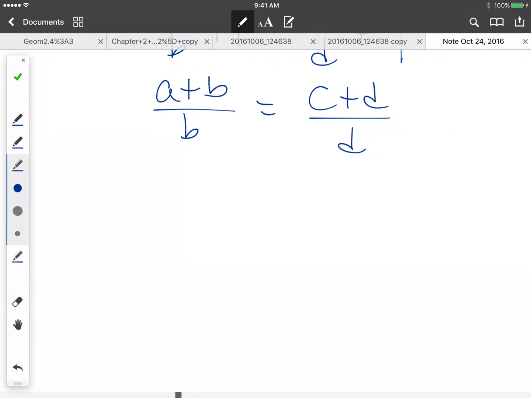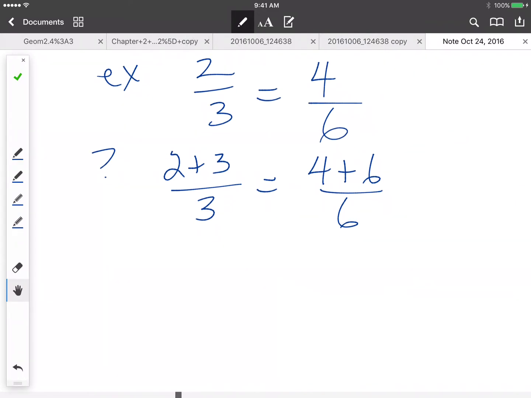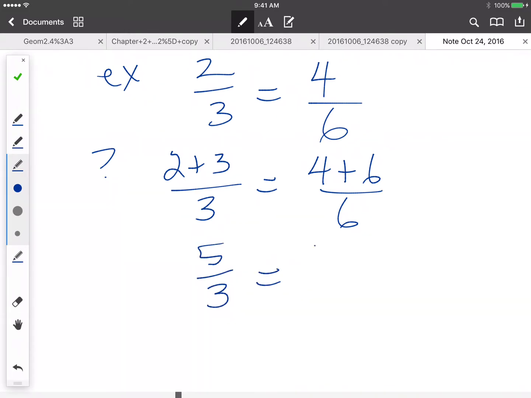So if I look at an example, we know that 2 relates to 3 the same way that 4 relates to 6. This rule says, let's see if this is true, is (2 + 3)/3 the same as (4 + 6)/6? And in fact, we can see that yes, 5 relates to 3 the same way that 10 relates to 6. So check. We're in good shape on that one.